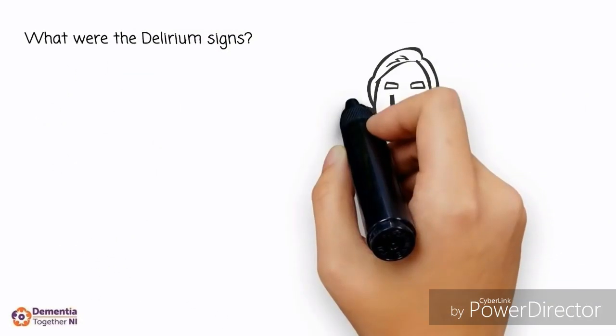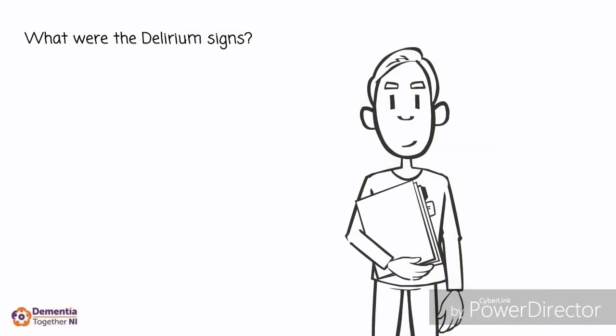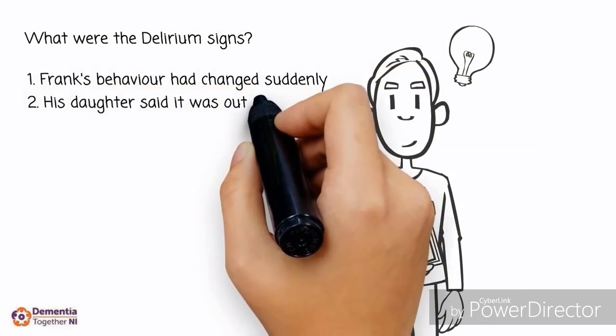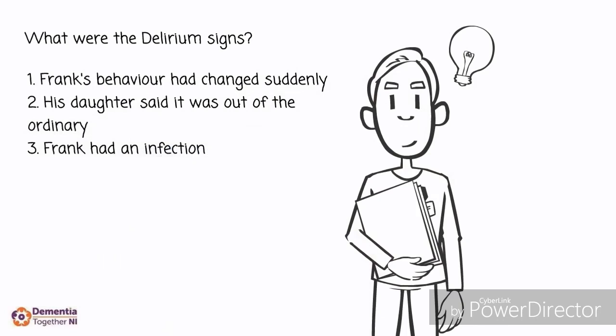What were the delirium signs? 1. Frank's behaviour had changed suddenly. 2. His daughter said it was out of the ordinary. 3. Frank had an infection.